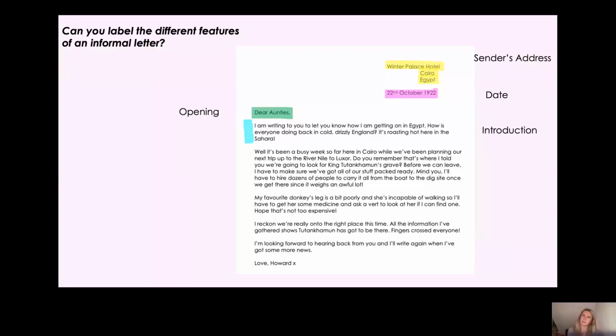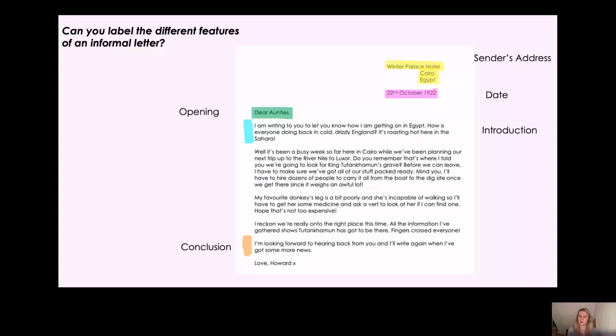Now, after we've written the extra paragraphs, what comes at the end? Oh yes, can you see it? The last paragraph. Well, the first paragraph was called an introduction. What was the last paragraph called? Fantastic, yes, it's called a conclusion, and it tells the person the very last things that you want to say to them in your letter before you end your letter. So in this letter, Howard has written, I'm looking forward to hearing back from you, and I'll write again when I've got some more news. So that's the last thing that he wants to say to his aunties in this letter.